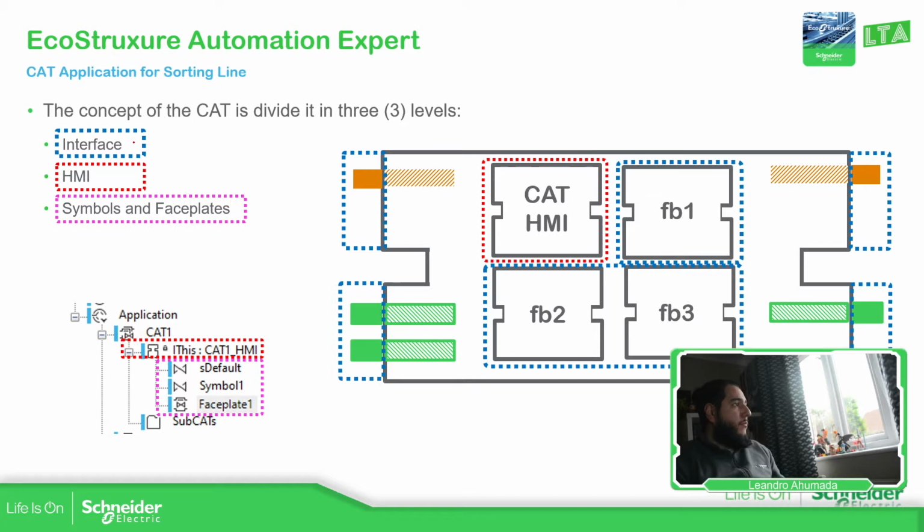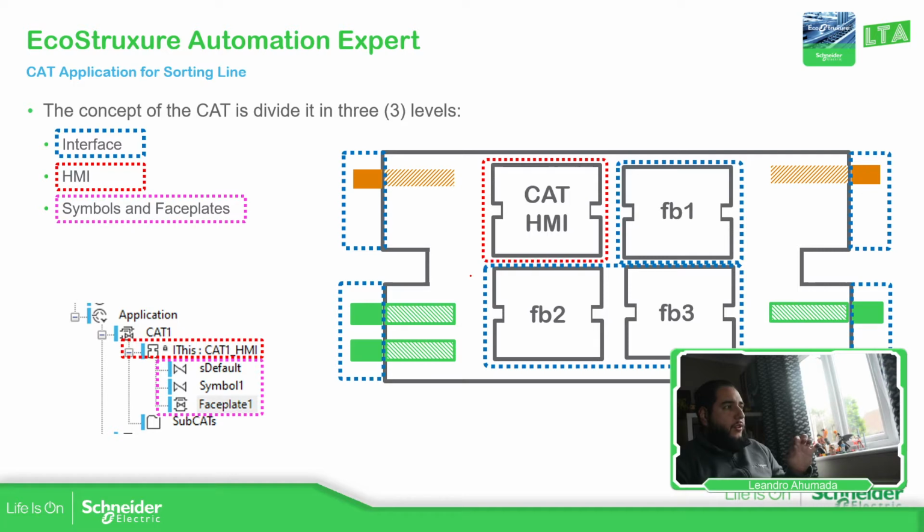Then we have this part that is also related to the interface, because depending on the function blocks that we're going to use in there, we should be able to link to the interface. Then we have the HMI part, which is over here, the CAT HMI. And then we also have the symbol and faceplate, which are elements that we can use inside this CAT HMI part.